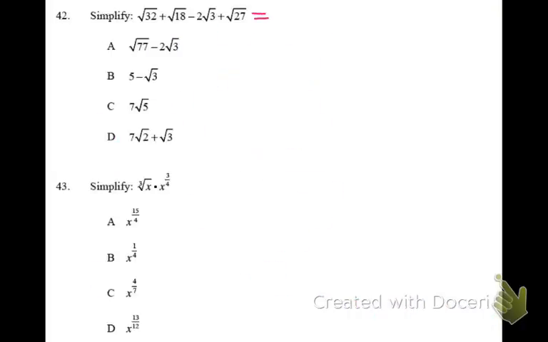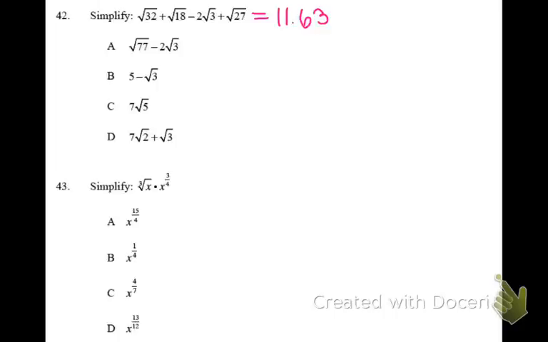42, I'm actually going to just do in the calculator, so I'm going to get a decimal approximation. So I'm going to take the square root of 32 plus the square root of 18 minus 2 square root of 3 plus the square root of 27. That gives me 11.63. Now I'm going to take all of my answer choices and see what those equal as decimals as well.